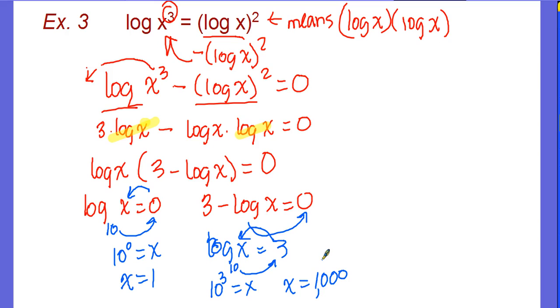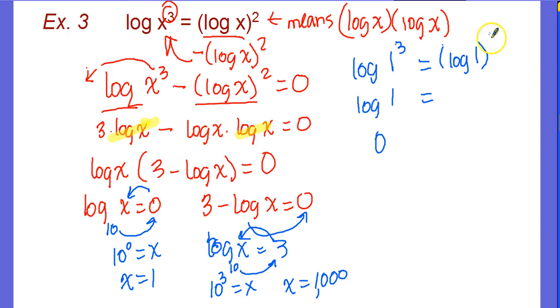Now we just need to check them. I don't think either of them are going to create a negative, do you? If I plug in a 1 here, I get 1, right? So the log of 1 cubed, well, that's the log of 1, and the log of 1 is 0 all the time. The log of 1 is always 0, so that side's done. Over here, we have the log of 1 quantity squared. Well, what's the log of 1? I just told you, 0. And what's 0 squared? 0. So we would definitely keep 1.